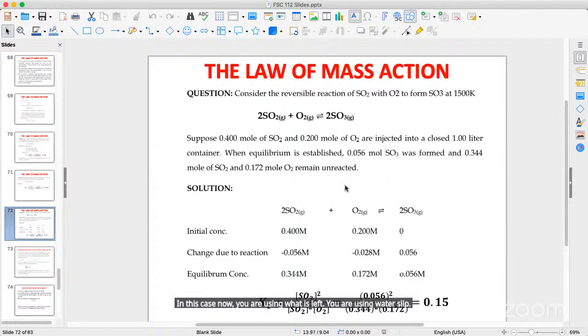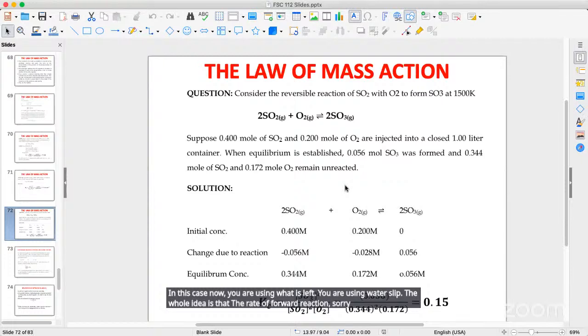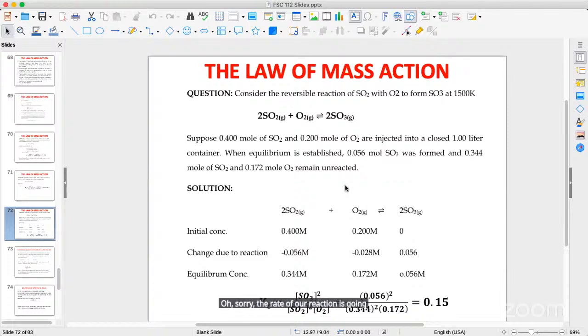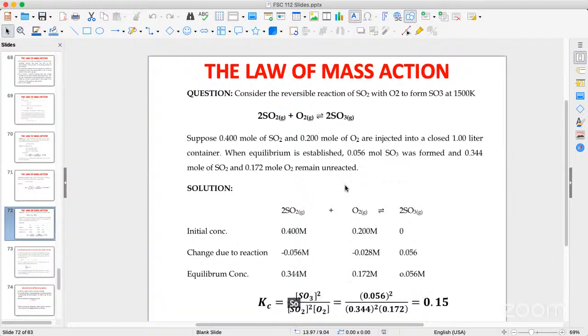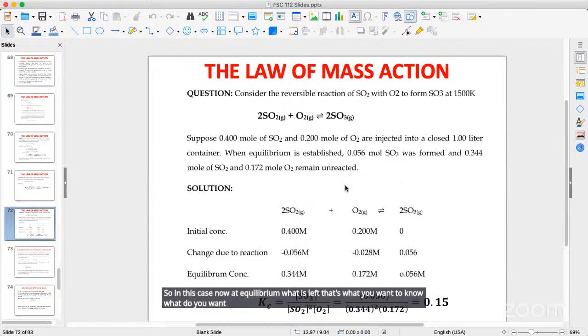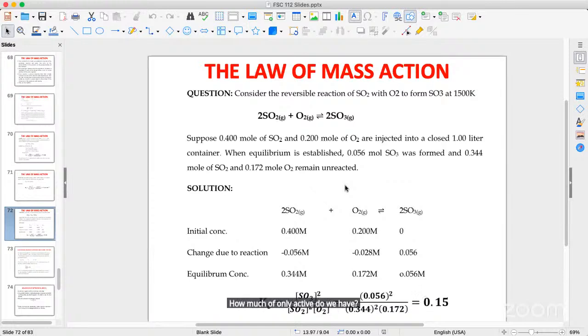The whole idea is that when a reaction starts, you have the rate of formation of the product. The rate of forward reaction is going to be decreasing while the rate of backward reaction is going to be increasing. They get to a particular point, they're going to be equal to each other. So in this case now, at equilibrium, what is left? That's what you want to know. What do you have in that reaction mixture at equilibrium? How much of SO3 do you have at equilibrium? How much of O2? How much of SO2? That's what you need. If you consider that, you're asking yourself, how much unreacted SO2 do we have? How much unreacted O2 do we have? Did that answer your question?